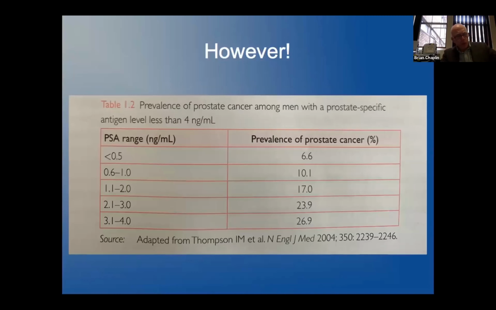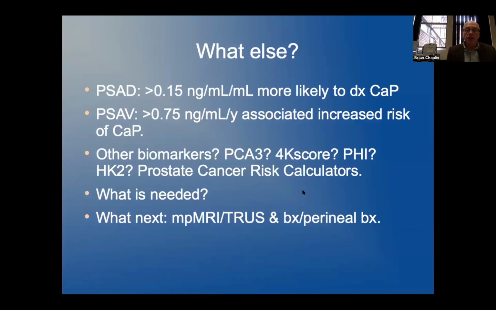And of course, all of these prostate cancers mean different things to different people. But if you look at a so-called normal PSA, for example, a PSA between 3 and 4, there's still a 26% chance of finding prostate cancer. If you go to what we would consider to be a completely normal PSA of 0.6 or 1.0, one which would normally be very reassuring, then still 10% of these men have got prostate cancer.